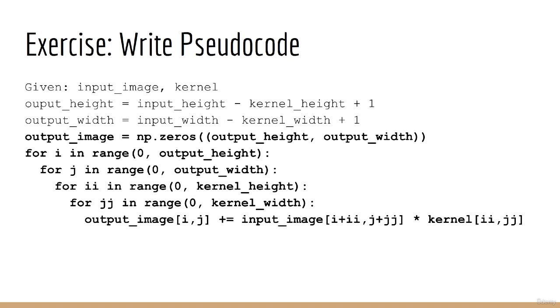Finally, inside all these loops, we have our main calculation, which as promised is just multiplication and addition. We multiply the input image at position i plus ii, j plus jj by the kernel at position ii, jj, and we add this result to the output image at ij. Now it's okay to accumulate using plus equals because we initialize the output image to be all zeros. As an exercise, you might want to try and put this into code so that you can confirm that it works and returns the expected result.